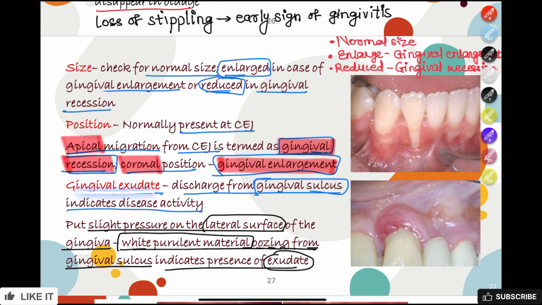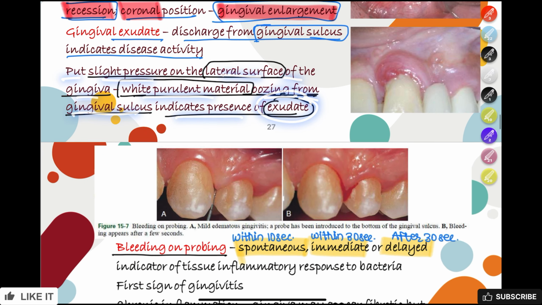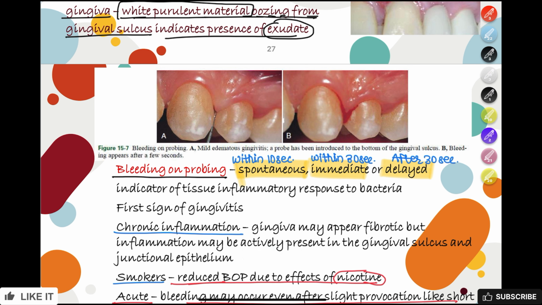Now gingival exudate, which is also known as suppuration. Discharge from the gingival sulcus indicates disease activity. Put slight pressure on the lateral surface of the gingiva. White purulent material oozing from the gingival sulcus indicates the presence of exudate, that is, suppuration positive.